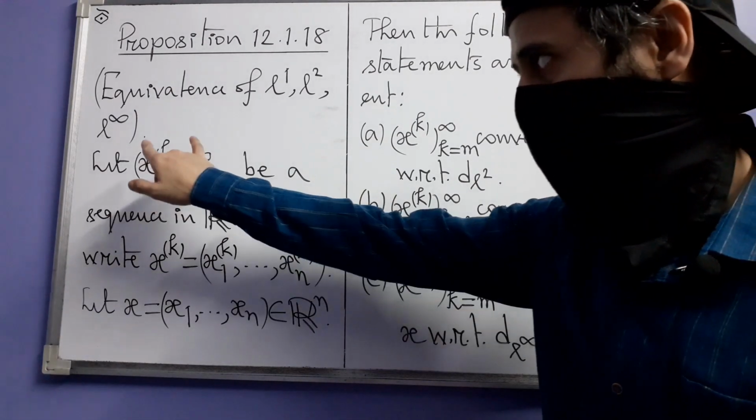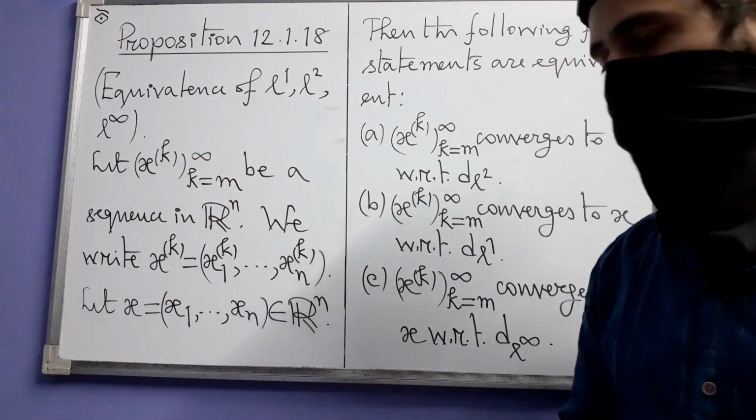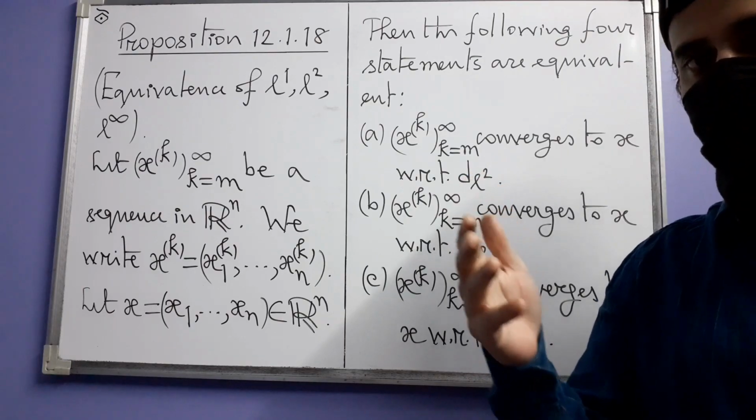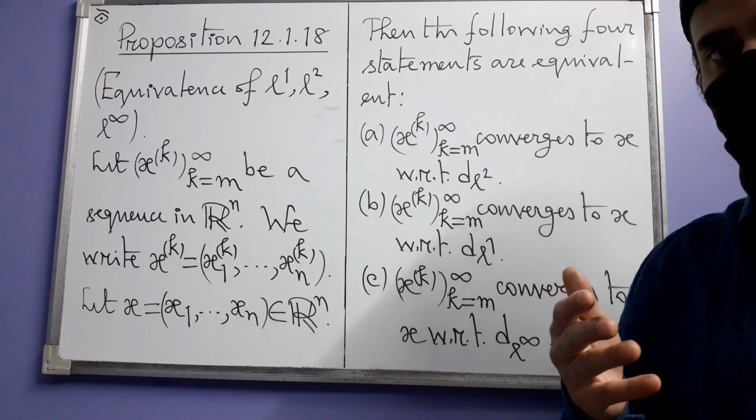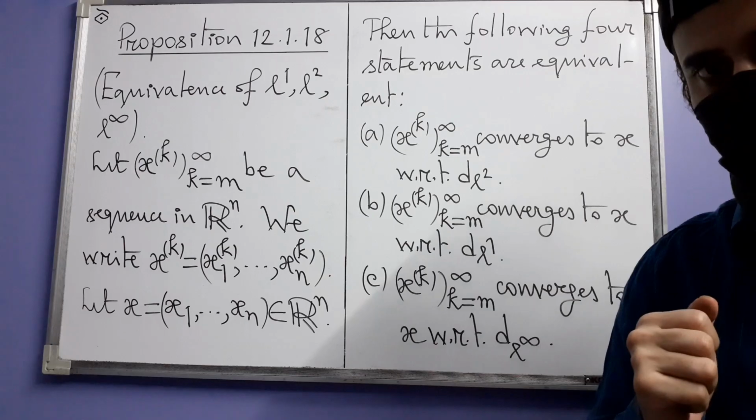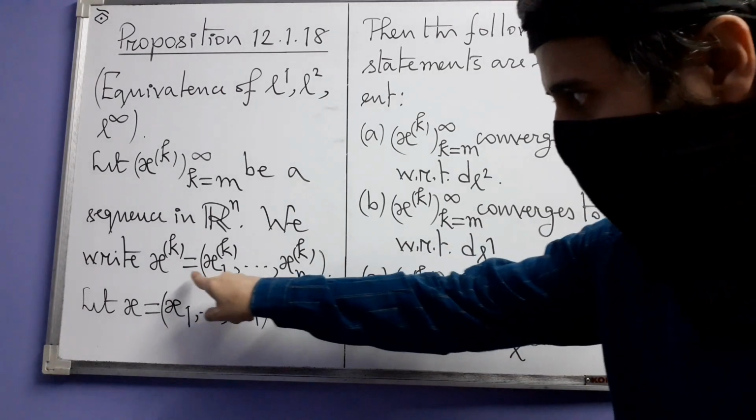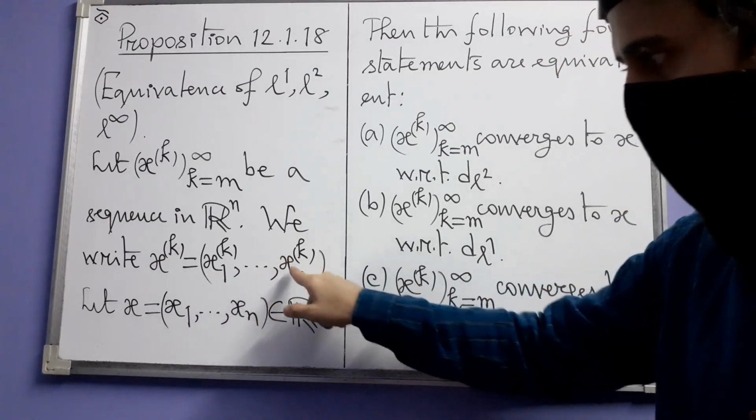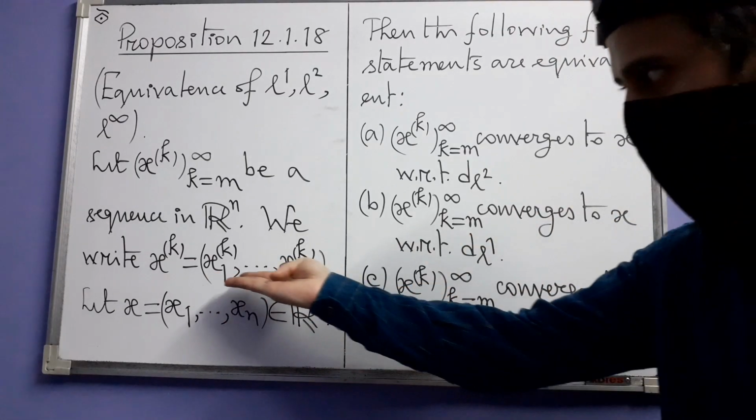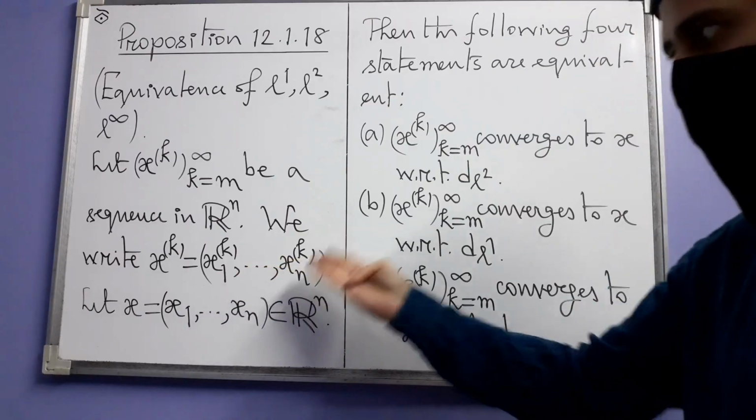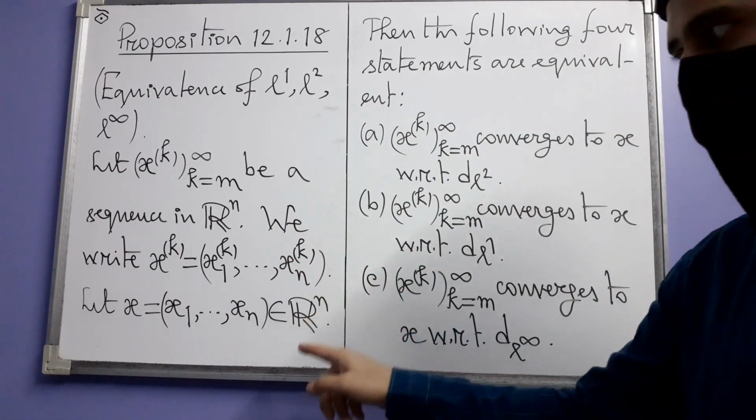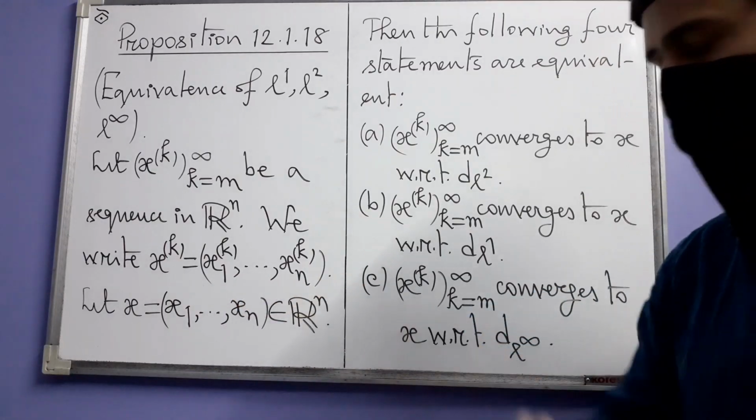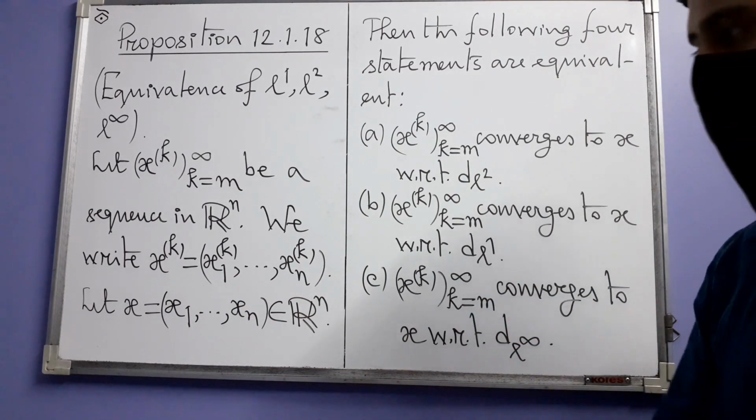Now, because this is a sequence in Rn, each xk will be an n tuple, and as such, each xk will have n number of coordinates. So xk will look like this, where the individual coordinates, which are of course real numbers, are denoted like this. And this is why superscript was chosen, so that we have place for subscript, suffix.